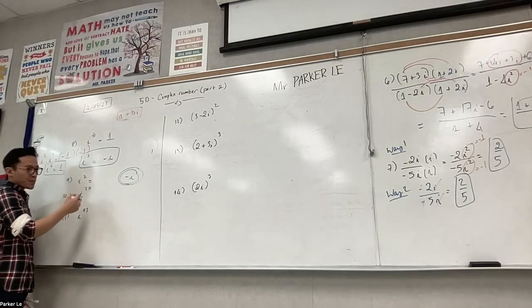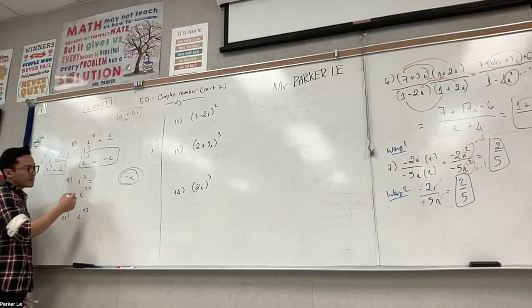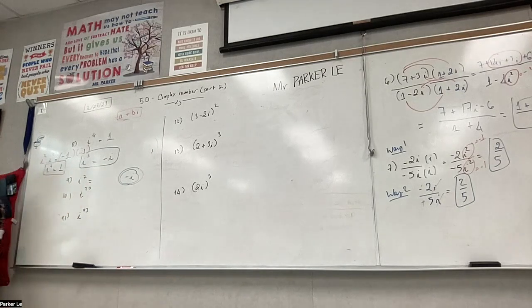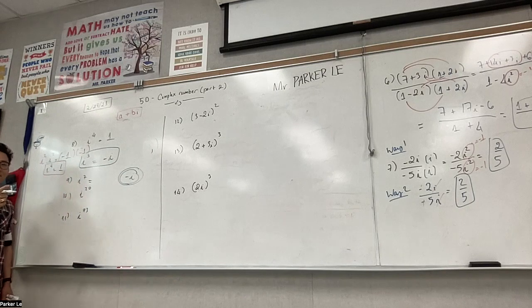If it's an odd number, it's negative. If it's an odd power, it's a negative i.